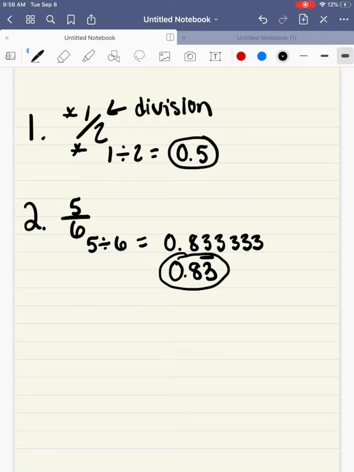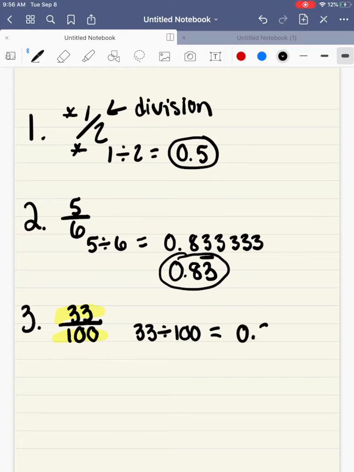For number 3, we are looking at the fraction 33/100. So once again, we're doing the top divided by the bottom, numerator divided by denominator. So in your calculator, you will do 33 divided by 100, which gets you the decimal 0.33. So that is your answer.